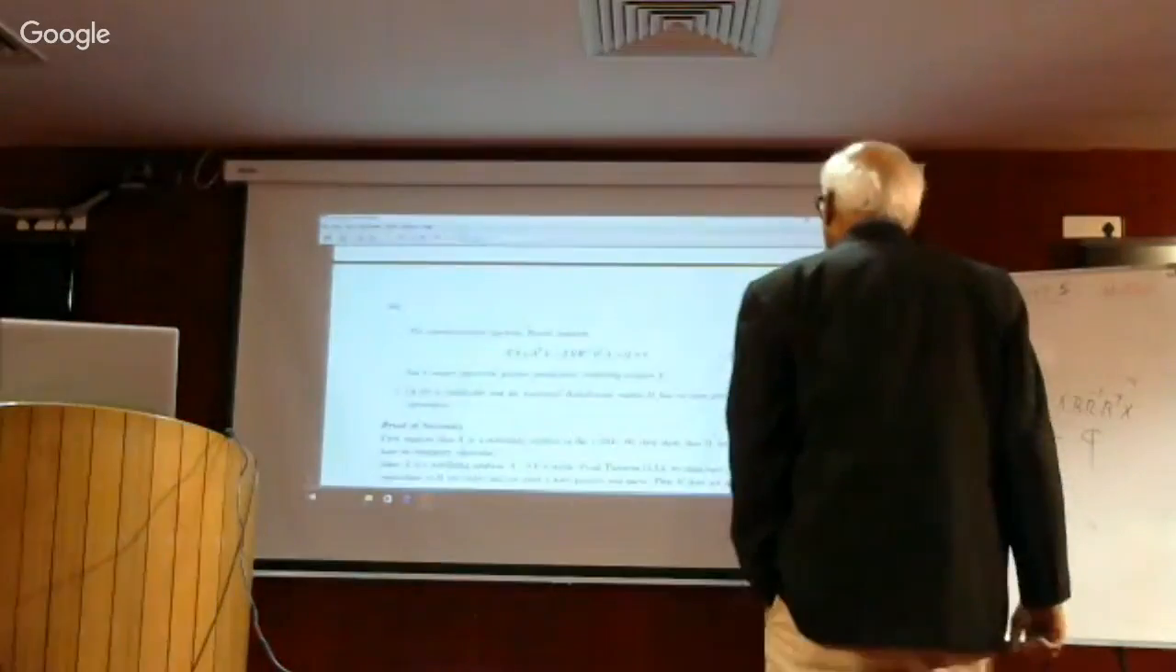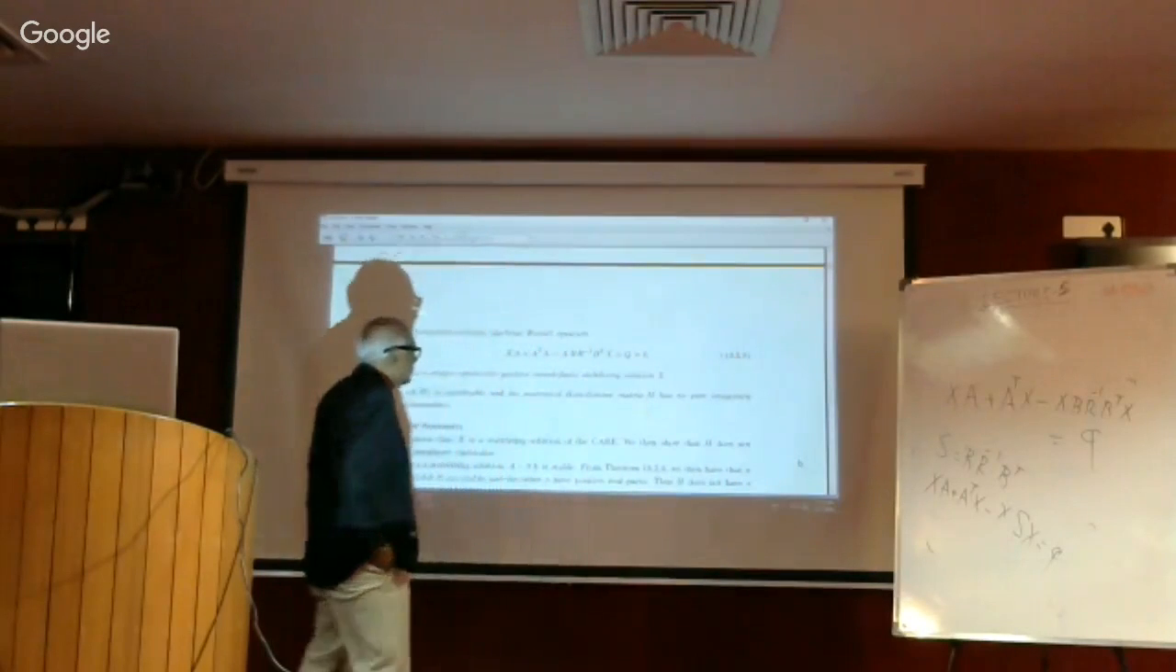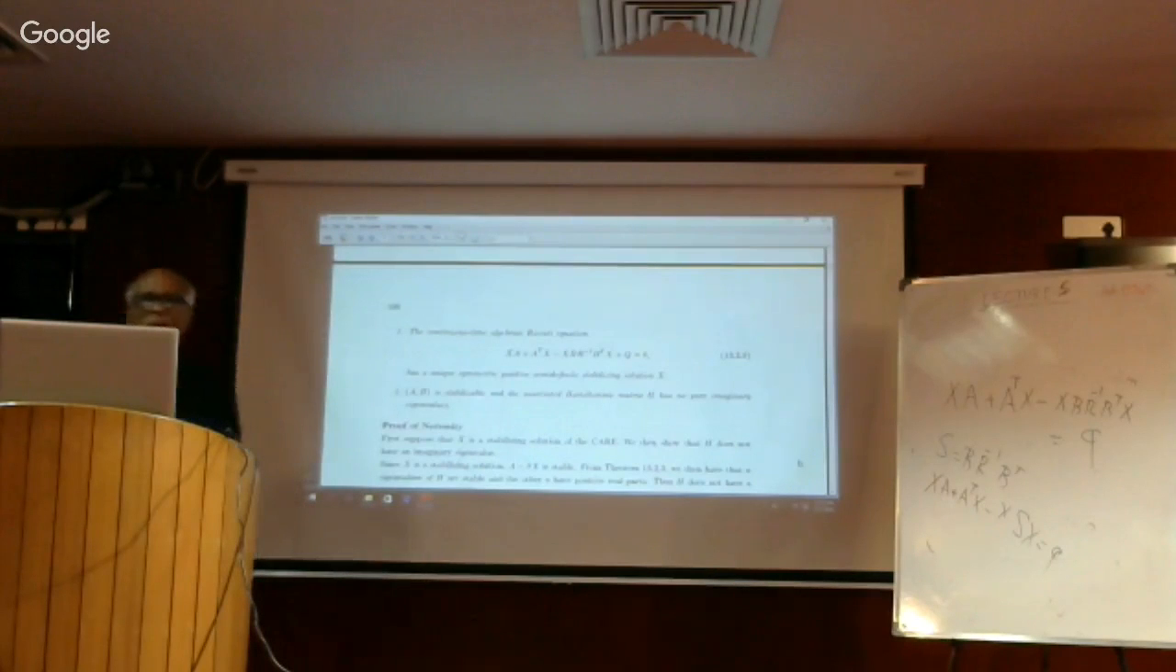So it says the following: this matrix equation has a symmetric positive semi-definite stabilizing solution X if and only if the matrix pair (A, B) is stabilizable and the associated Hamiltonian matrix has no pure imaginary eigenvalues. That is a very nice theoretical theorem that relates the solution of the Riccati equation with the Hamiltonian matrix.